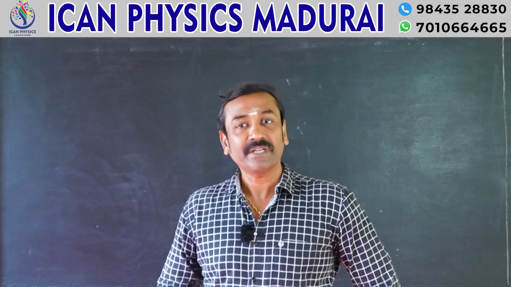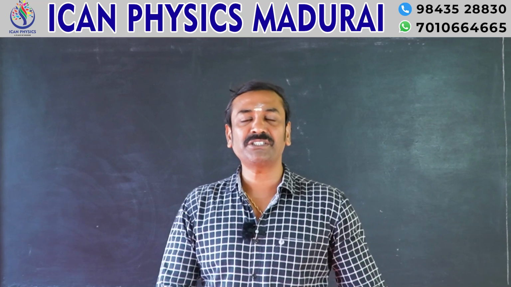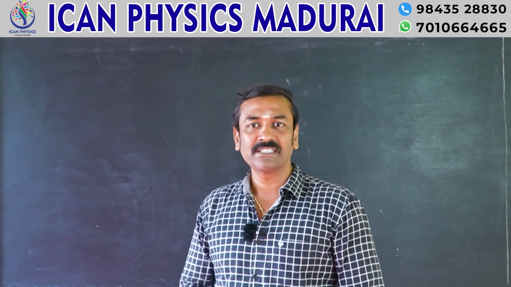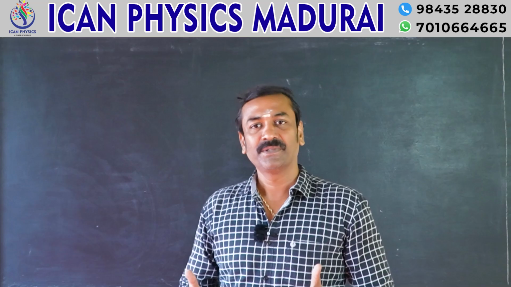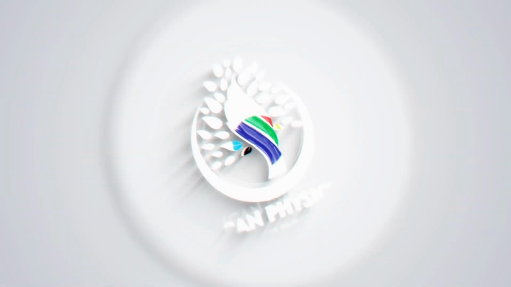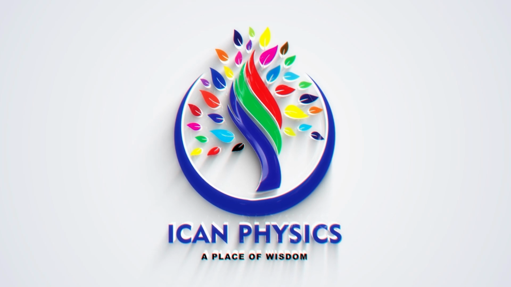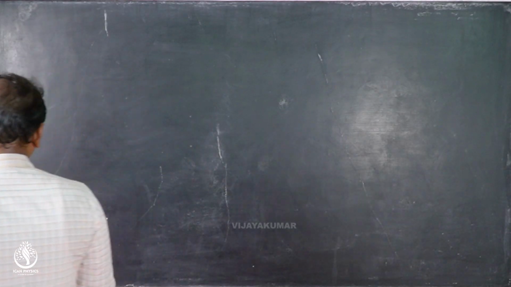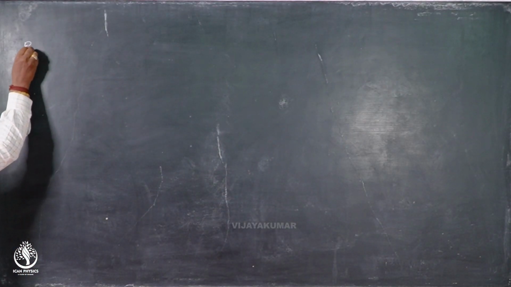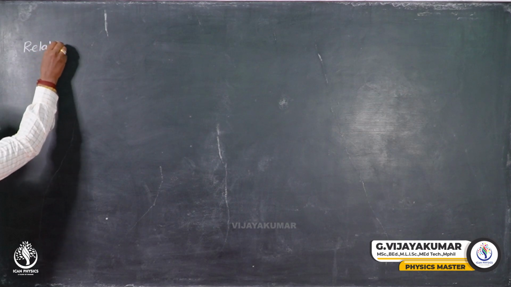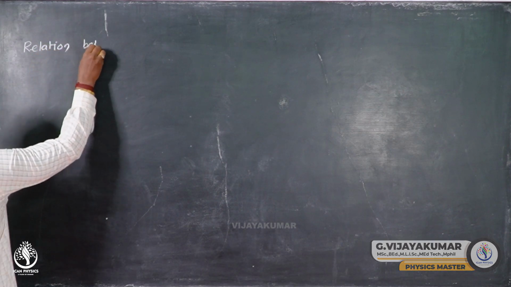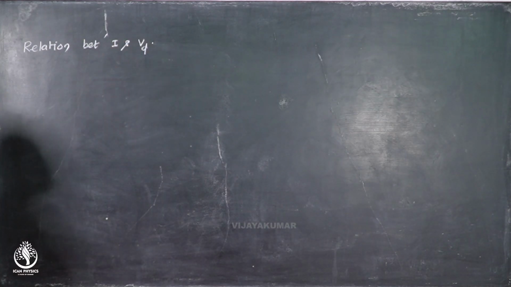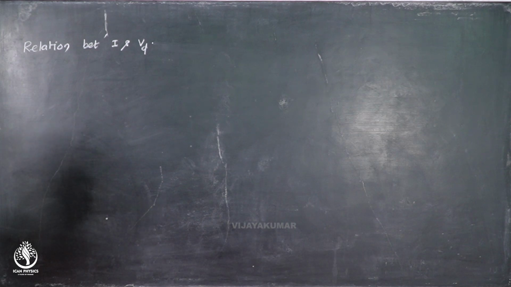In the third video from the second lesson, we are going to study the relation between current and drift velocity. Simply, you can get the mnemonic NEET. The next one: the relation between current and drift velocity.